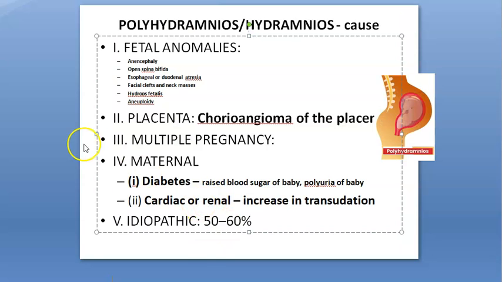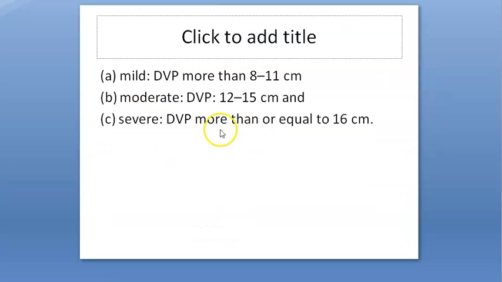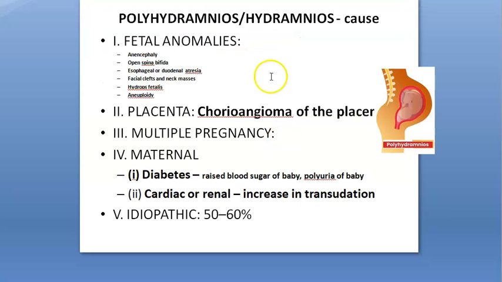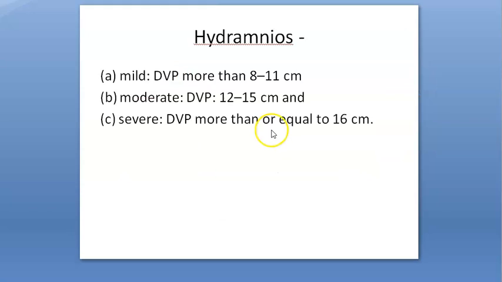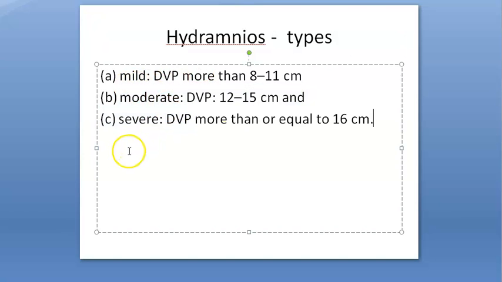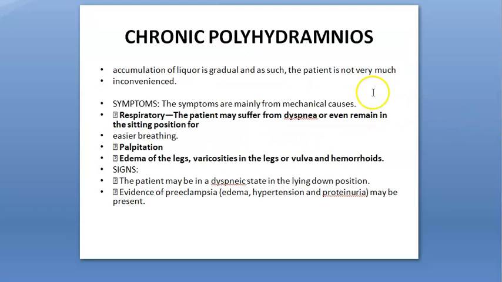Now let us proceed. What should we look at next? The types of polyhydramnios, or you can just say hydramnios, because that is more common, looks like, right? Is this spelling correct? Why can't it recognize hydramnios correctly? Okay, the types of hydramnios. So you can have mild, moderate, severe. So beyond 8, definitely poly, right? So if it is 8 to 11, 12 to 15, greater than 16, severe. Okay, we'll proceed now.